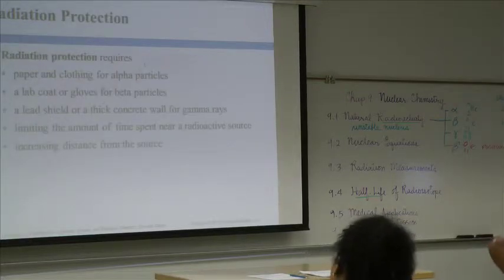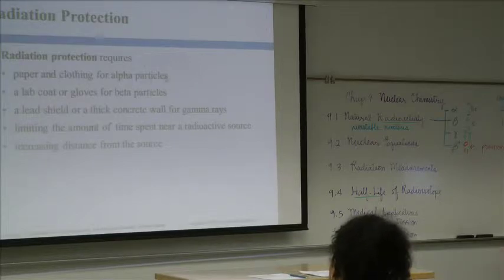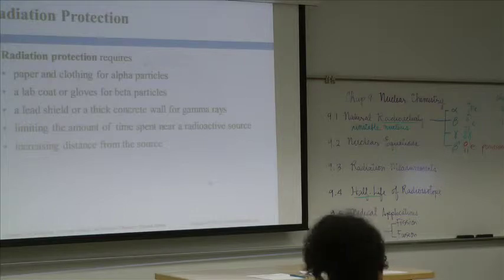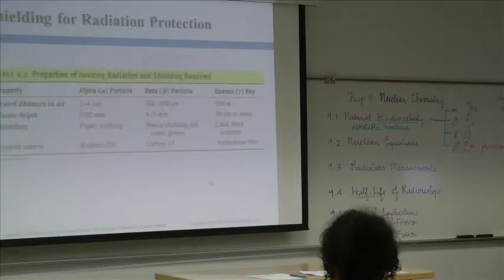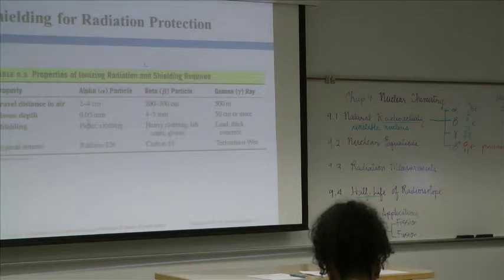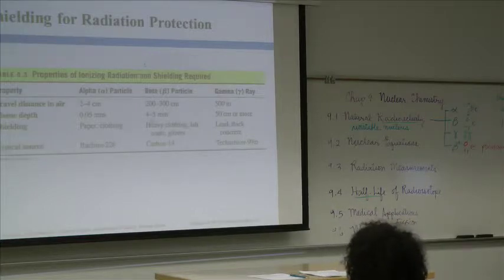So radiation protection requires only clothing for alpha, heavy clothing for beta, and a lead shield or concrete for gamma. The key is we have to limit our time near the radiation source. The alpha particle travels 2 to 4 centimeters, only tissue depth, right? So shielding can be paper or clothing. The typical source of an alpha is radium-226. A beta particle can penetrate 4 to 5 millimeters.